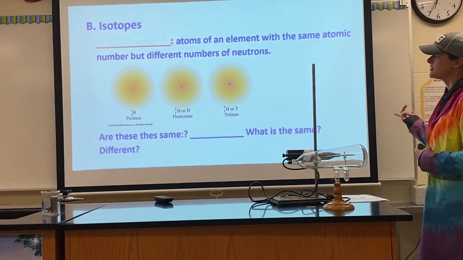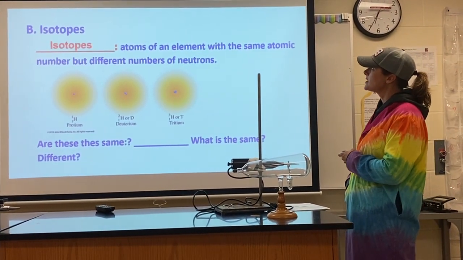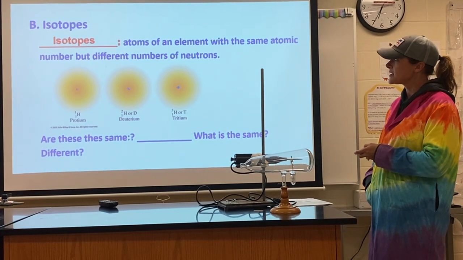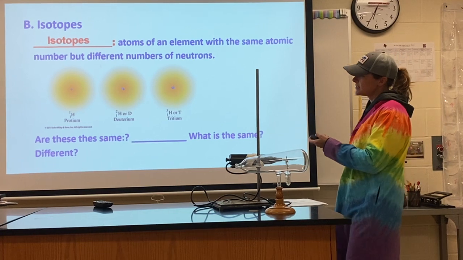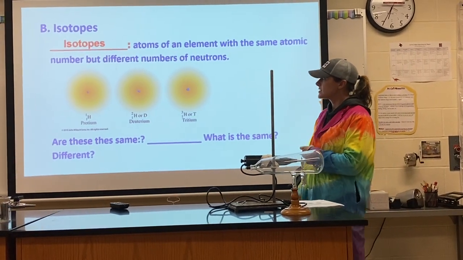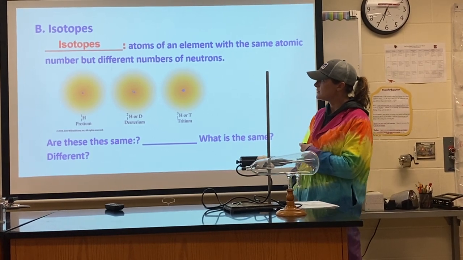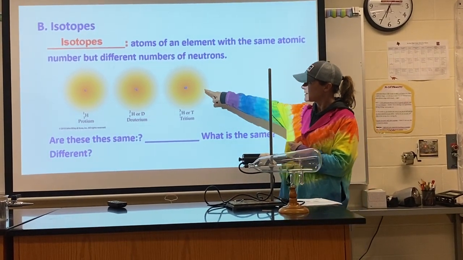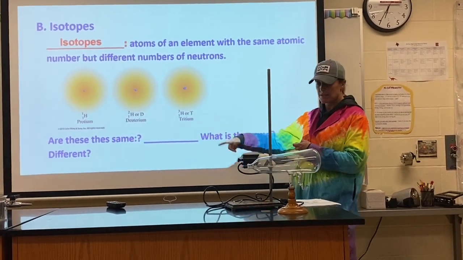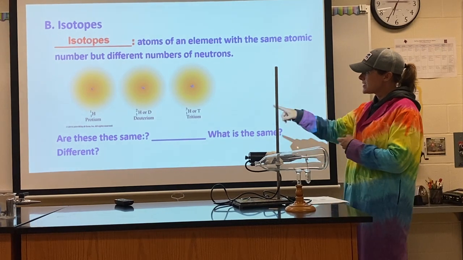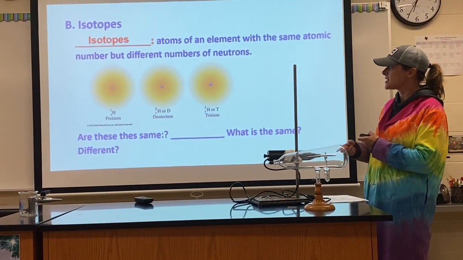What else? Isotopes. Whenever we did a nuclear unit in physical science, we did talk about isotopes. What are they? They're atoms of an element with the same atomic number, but they have different numbers of neutrons. So this is just a hydrogen example. We can have hydrogen that has no neutrons, we can have a hydrogen that has one neutron, and we can have a hydrogen that in this case has two neutrons. Are these the same element? It should have said element in there, that's what your sheet says. The answer is yes, they're all hydrogen.